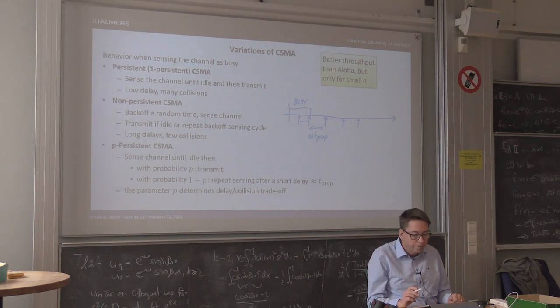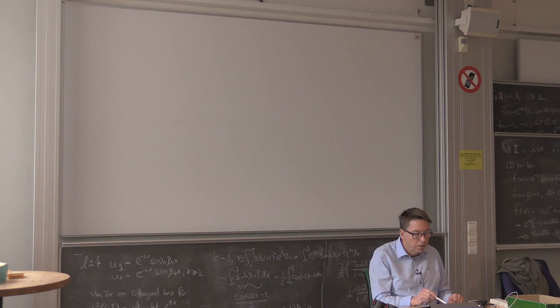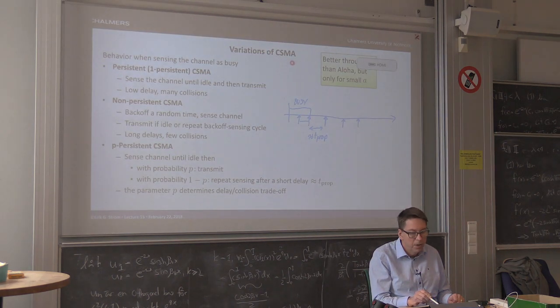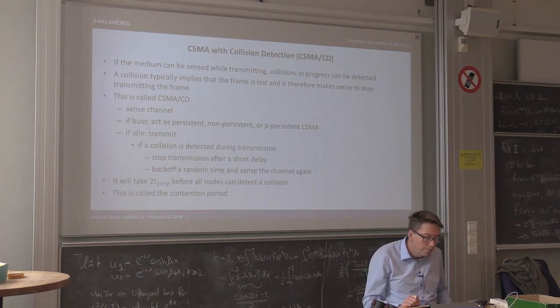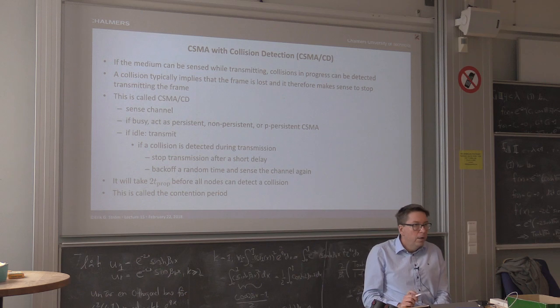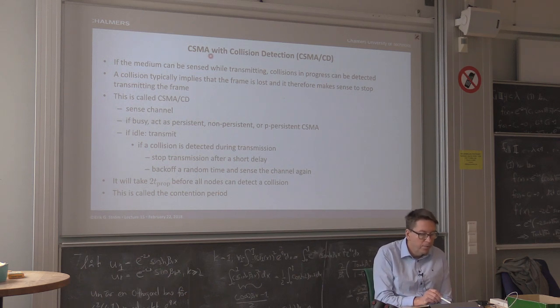Okay, one can say in general for CSMA, what is the performance of it? Well, it has better throughput than ALOHA, but this is only true when the A parameter is small. And A, remember, is the normalized delay bandwidth product. Okay, so we'll see some curves about this. Now a variation of CSMA is something called CSMA with collision detection.